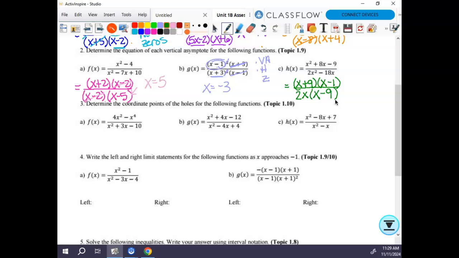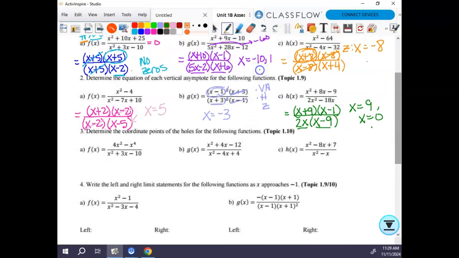And I'm looking for my vertical asymptotes. So I have 2 down here at x equals 9 and at x equals 0. And these are written separately here because those are equations of lines, where here they are zeros, so I can make a list of them.